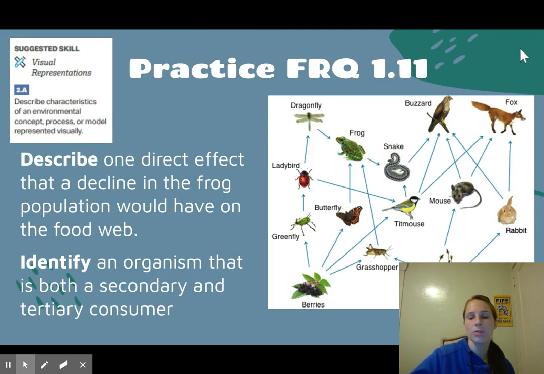Now, what I want you to do for your practice FRQ for this is look at this food web that we have right here. I want you to describe one direct effect that a decline in the frog population would have on the food web. And then I want you to identify an organism that is both a secondary and a tertiary consumer. So that's going to be your practice FRQ. And those were your notes on food webs and food chains.